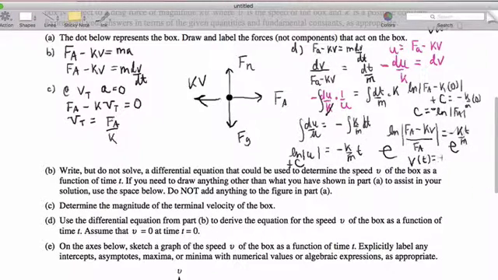Let me just be careful with that. So again, that's going to be Fa over k, 1 minus e to the negative kt over m.